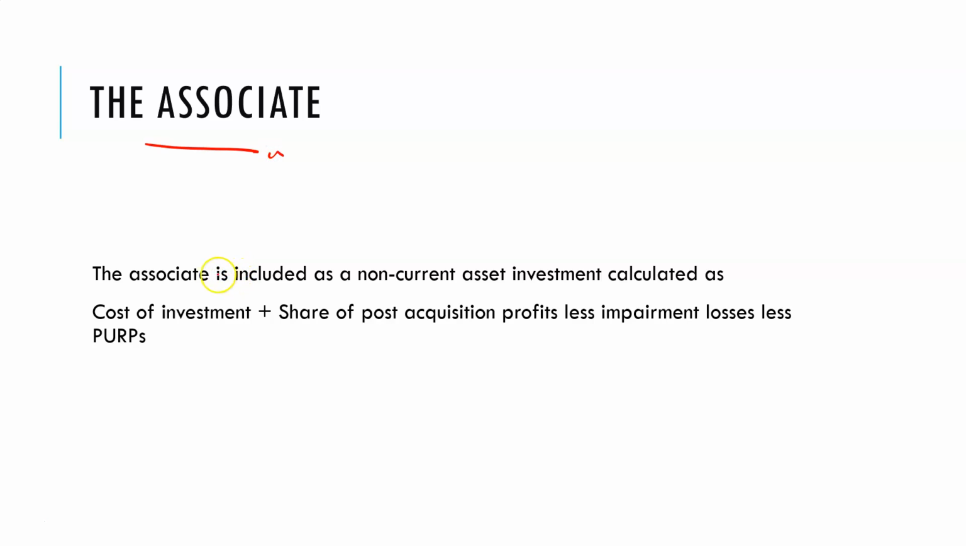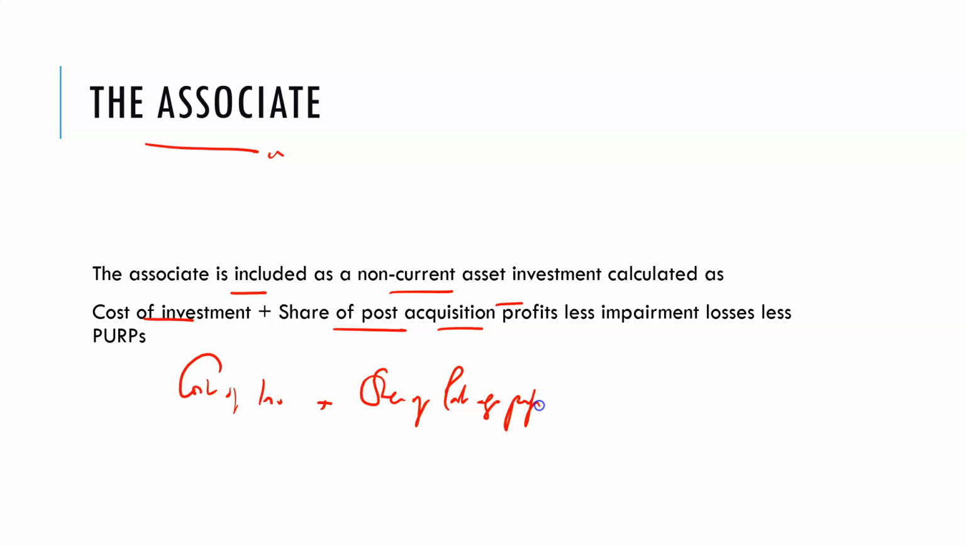The associate is included as a non-current asset investment, calculated as cost of investment, plus the share of post-acquisition profits, and of course we take away any impairment losses. So I say impairment losses, of course, the impairment of that investment. So your investment itself could be impaired, and there's a standard on impairment that says you should be regularly checking. It's not a yearly thing. If you notice impairment, recognize the impairment straight away.